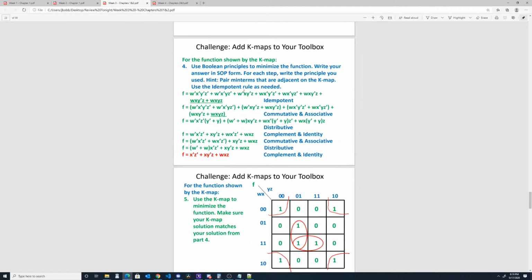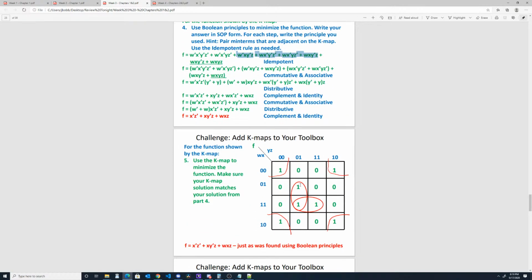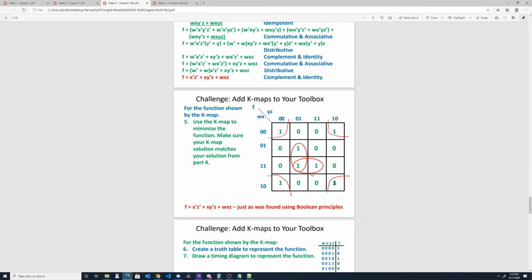Next one. So I'm going to keep on doing this, right? And so we get all of these populated here. And you're going to circle your prime implicants. Now, you probably see this very funky circling right here. It's kind of tricky. You have to remember that this cell is actually connected to this cell.